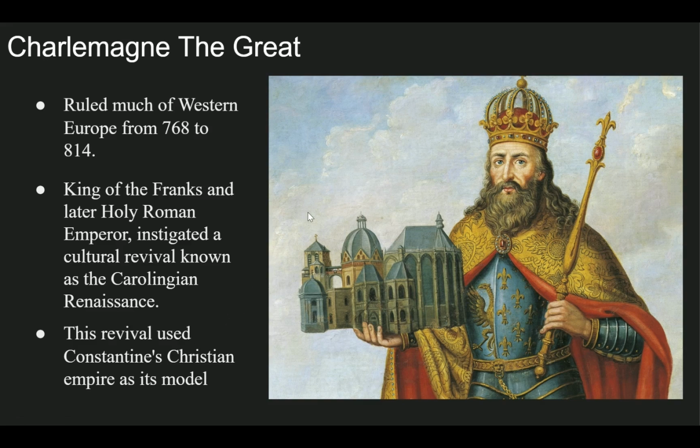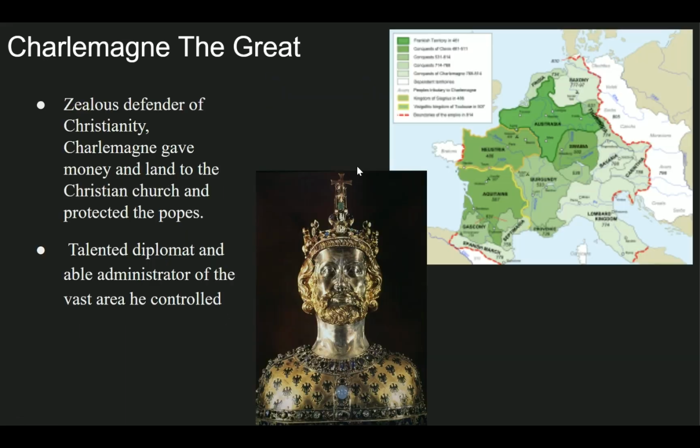This revival used Constantine's Christian empire as its model. So he was this defender of Christianity. He gave money and land to the church. He protected the popes. But he was also a really good diplomat. He controlled a vast area, but not necessarily through bloodshed.